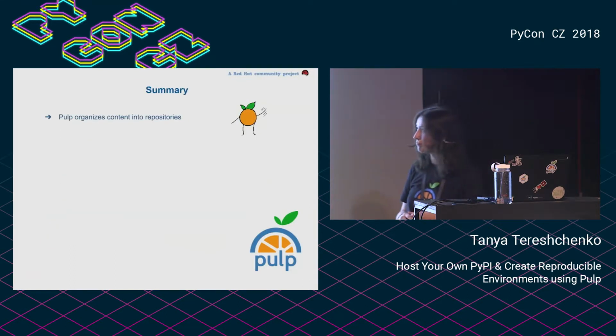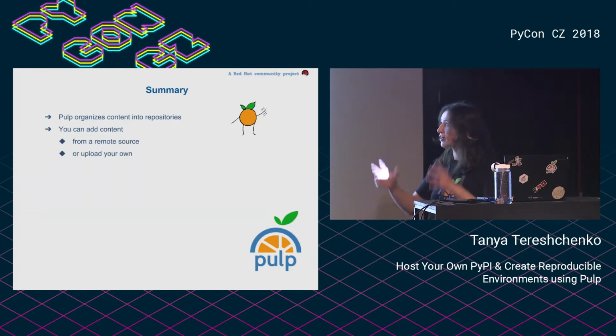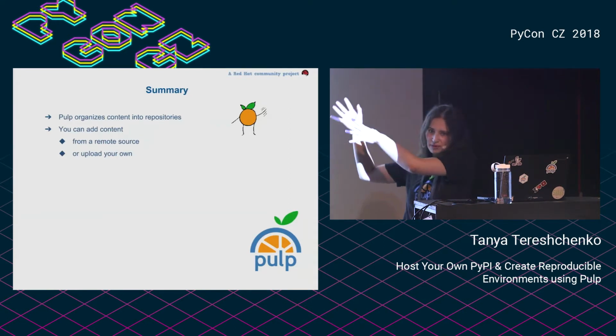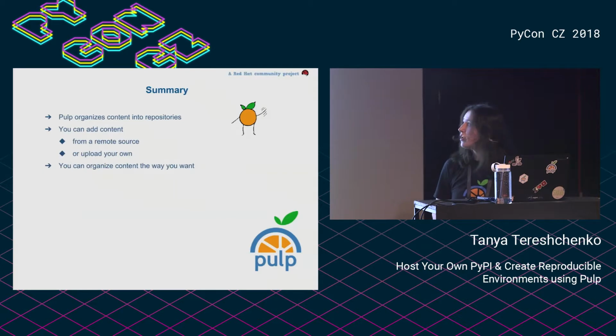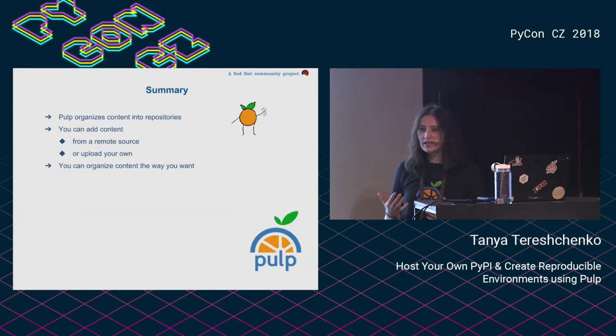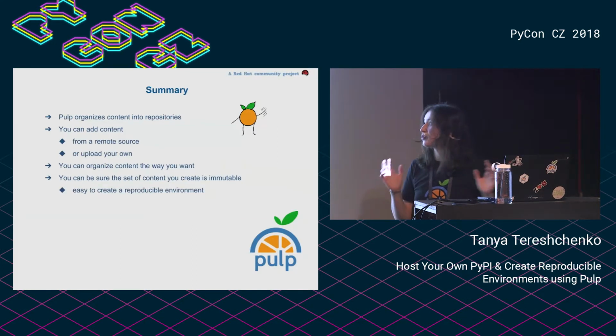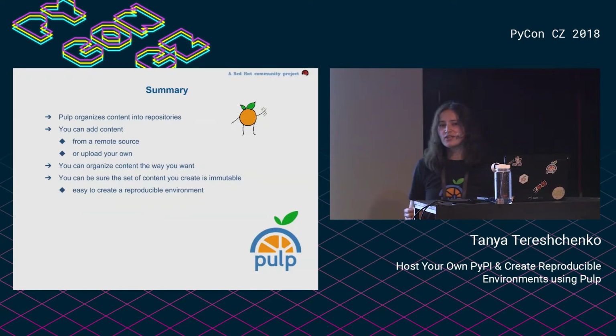So that's mostly what I wanted to tell you and to show you. And quickly to summarize, Pulp organizes content into repositories. You can add content from a remote resource, or you can upload it from your computer. You can organize content the way you want and be sure that the set of content you created is immutable, so it's very easy to have those reproducible environments.